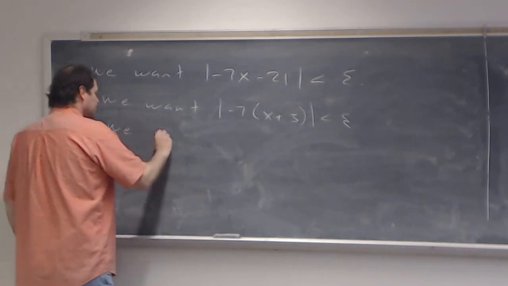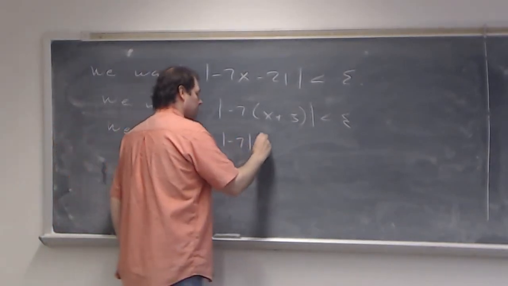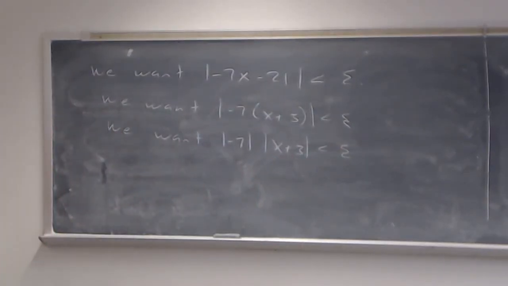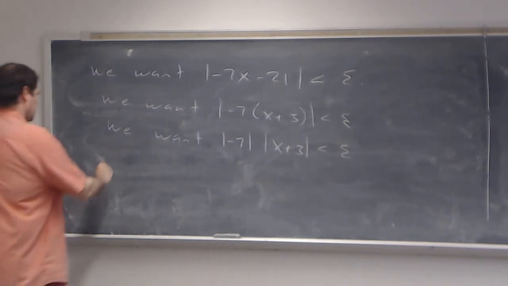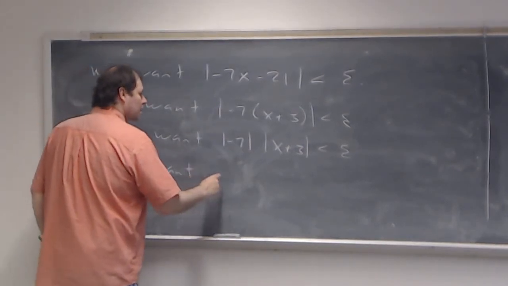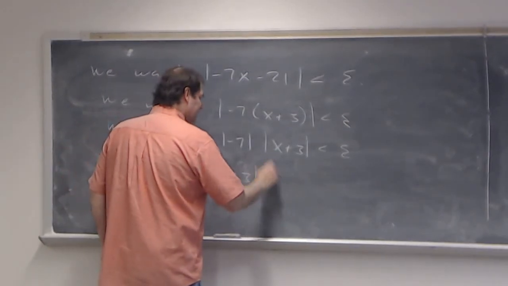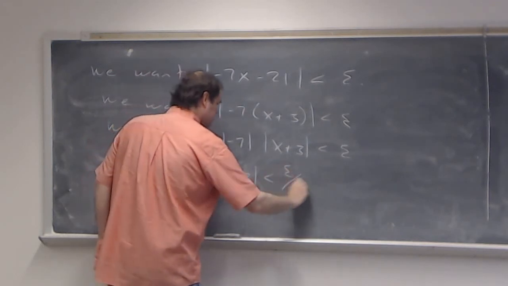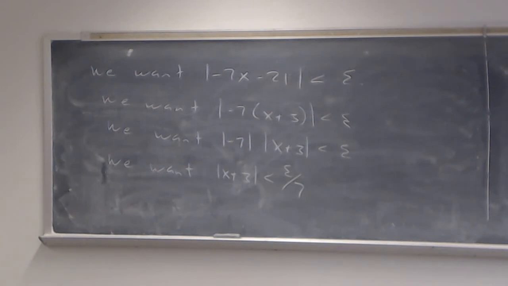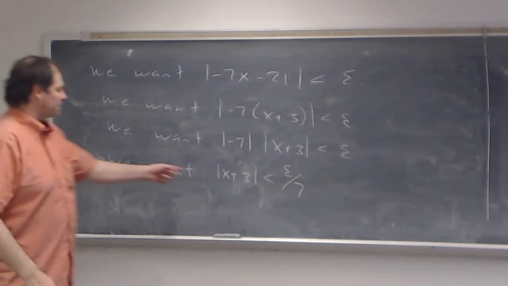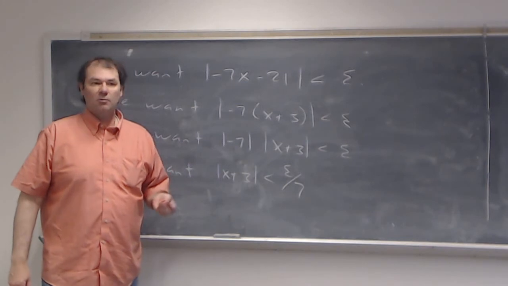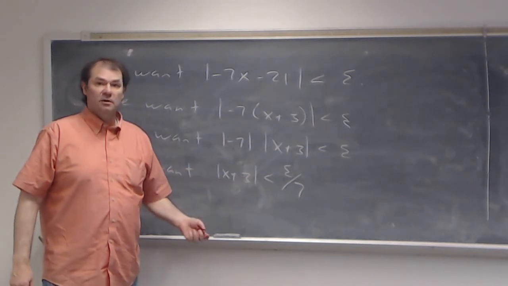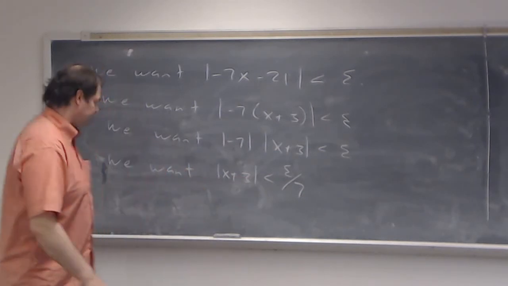Well, this is the same thing as wanting x plus 3 to be less than, what is the absolute value of minus 7? That's right, so this is just epsilon over 7. Look, I get to make x plus 3 be smaller than any positive number I want. What should I want it to be smaller than? It tells me. Epsilon over 7. What should I let delta be?